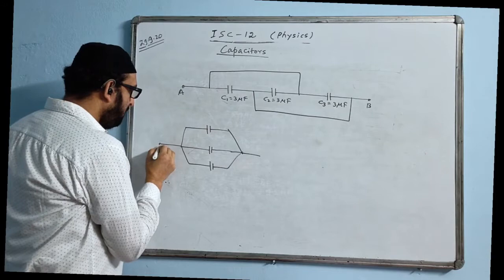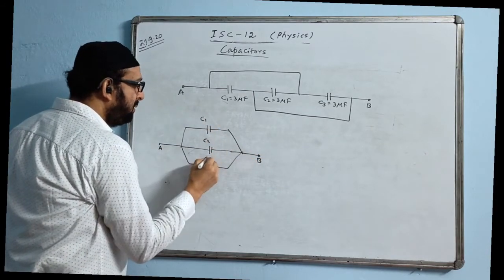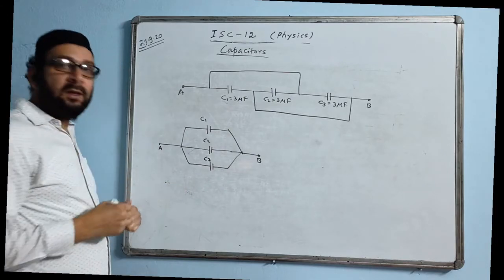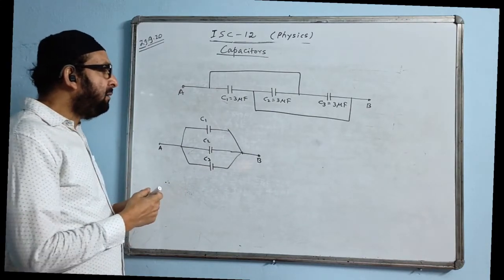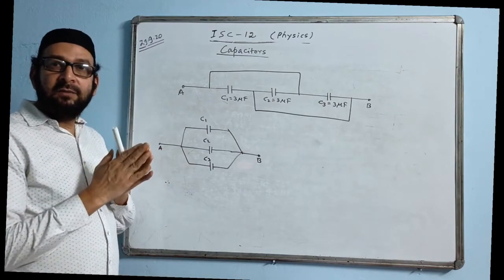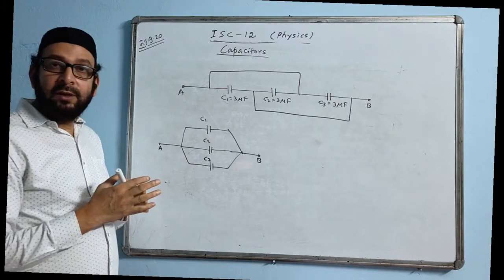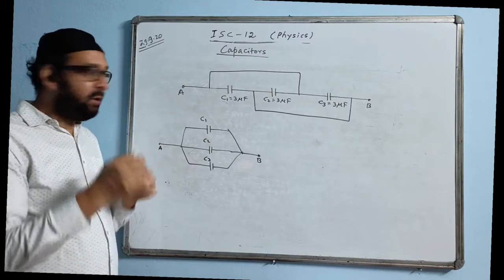This is A. This is B. This is suppose C1, this is C2, this is C3. What type of combination are they in? So they are in parallel. How do we know? Because in parallel, the potential difference will be the same, or the value of voltage will be the same. That means the capacitors will be connected between the same two ends.